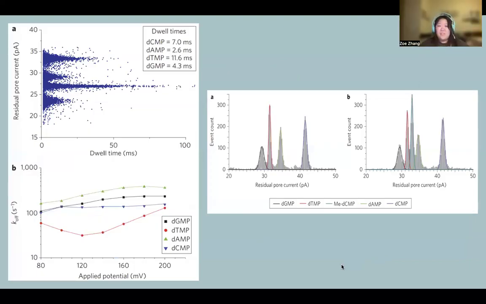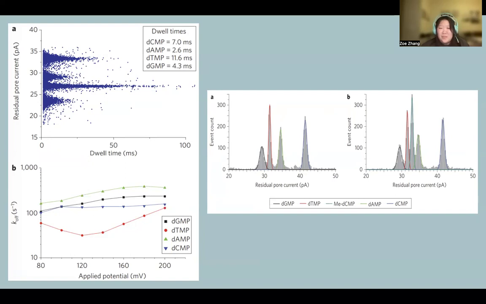So to expand on the process of the bases passing through the adapter, the figure on the left here summarizes the average dwell time and the off-rate constant for each base. Figure A shows the average dwell times for each base under standard conditions, and it is clear that the dTMP has a longer dwell time compared to the other three nucleotides. And this is probably due to the methyl group on the thymine base interacting with the adapter.